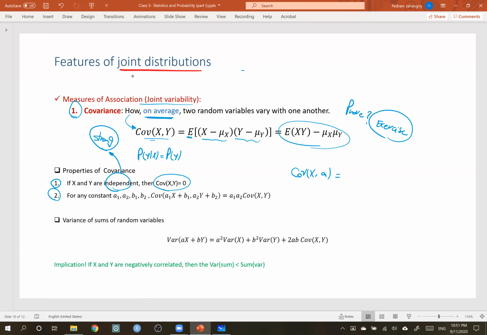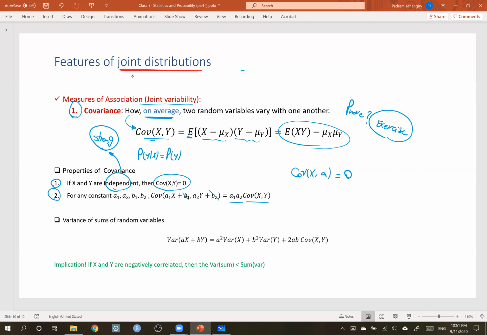Think about intuition. So x is going up and down, and another random variable is constant. So it's not doing anything. So it's 0. The covariance of a random variable and a constant is going to be equal to 0, right? So we can easily get rid of these constants. Then we say the covariance of a1x and a2y is going to be a1 a2 covariance of x and y.